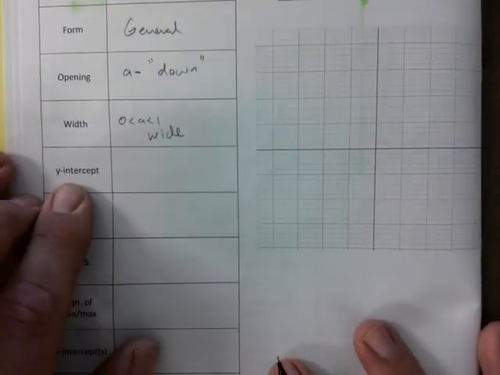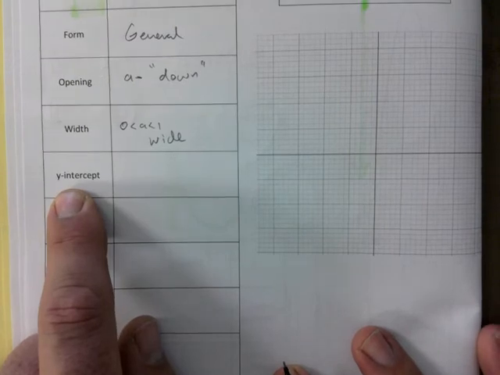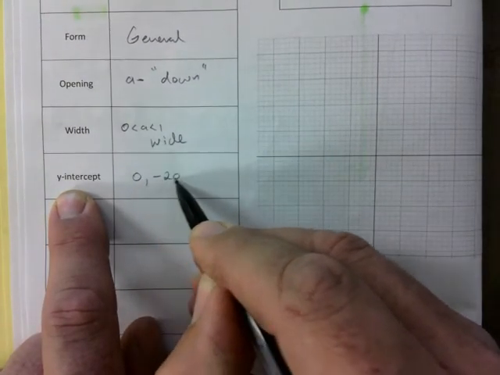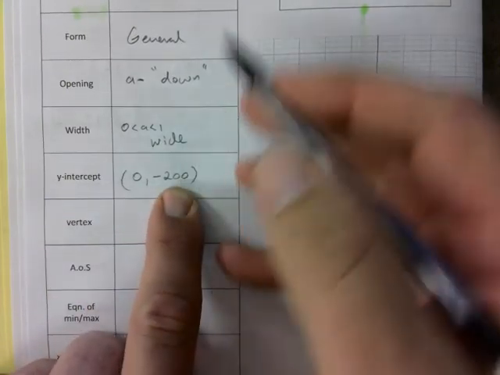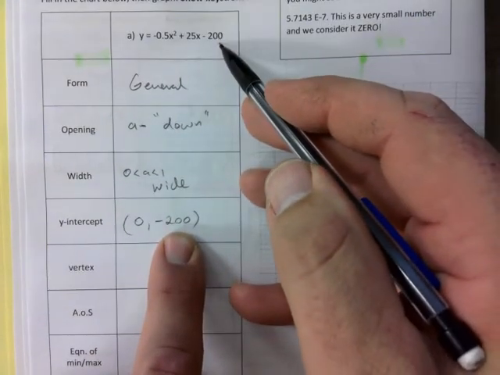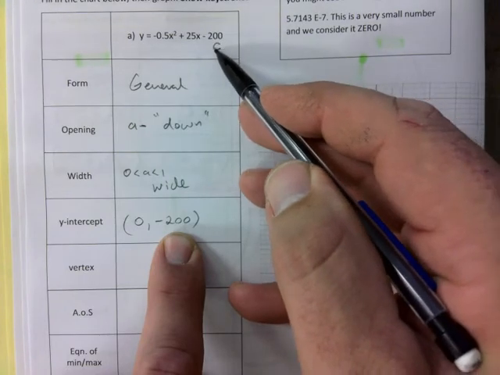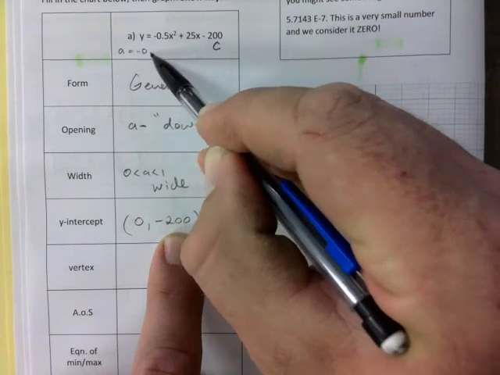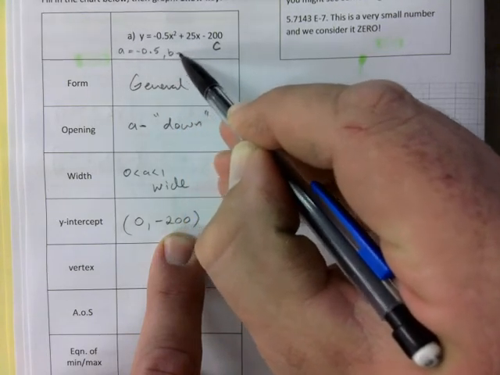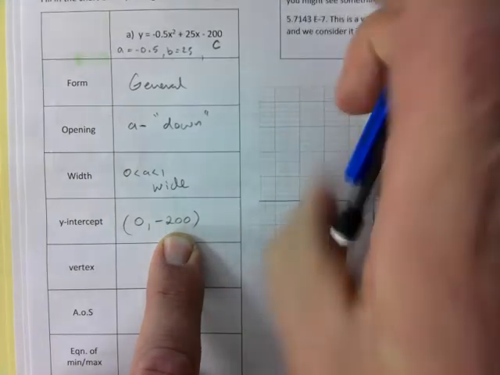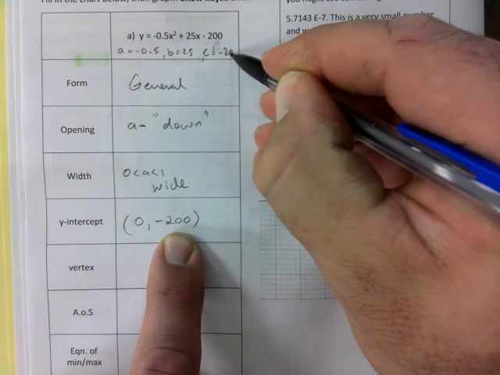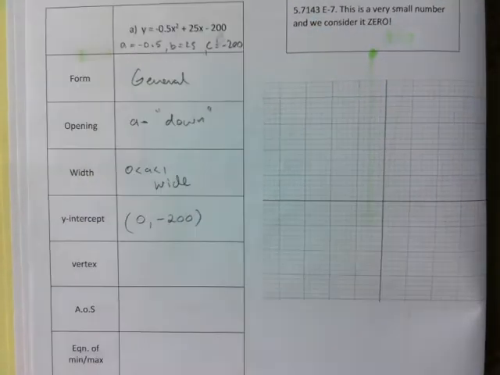No calculator as of yet. Y-intercept. Can I just steal it? Yes, I can just get that from my general form. This is C, right? A is negative 0.5, B is 25, C is negative 200. So the ABCs are right there, written.